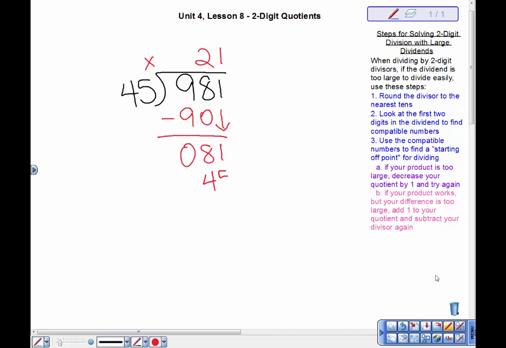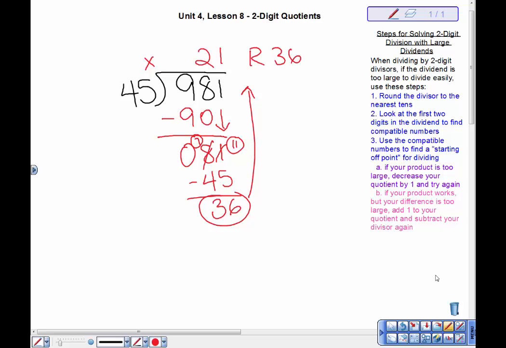If I take 45 away, cross out my 8, make it a 7, make this an 11. 11 minus 5 equals 6. 7 minus 4 equals 3. I end up with 36. If I compare, 36 is less than 45. I have no other numbers that I can bring down, so this becomes my remainder. So my answer is 21 with a remainder of 36.